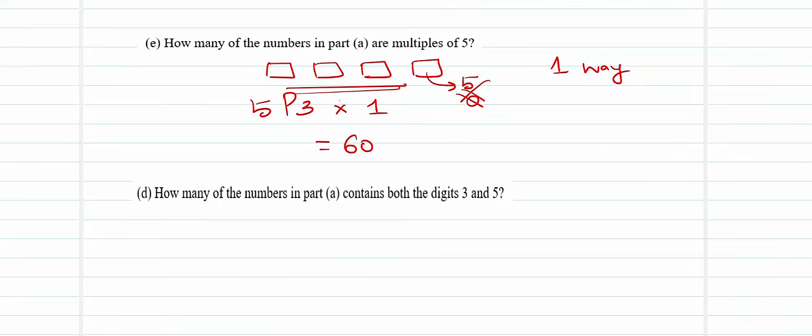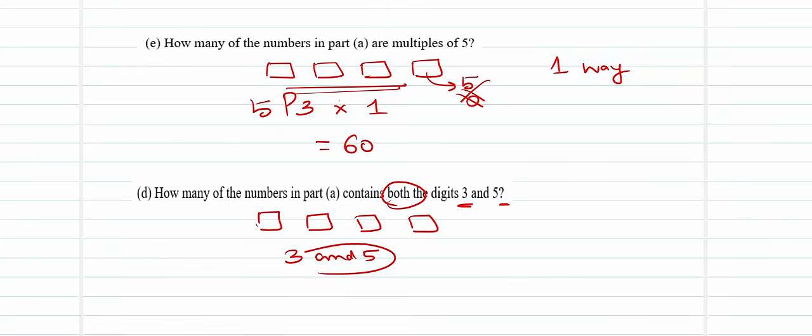Now comes the last part. How many of the numbers must contain both the digits 3 and 5? Now, out of the 4 boxes, what happens? I am fixing 2 numbers. One is going to be 3 and the other one is going to be 5. So 2 positions are fixed out of the 4 boxes. Out of the 4, how can I fix 2 positions? I can do it in 4P2 ways. So 3 and 5 can be fixed in 4P2 ways.